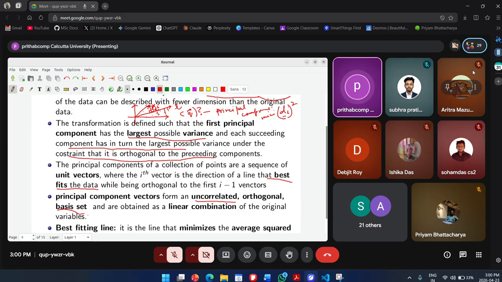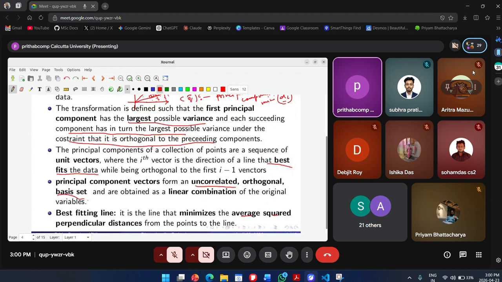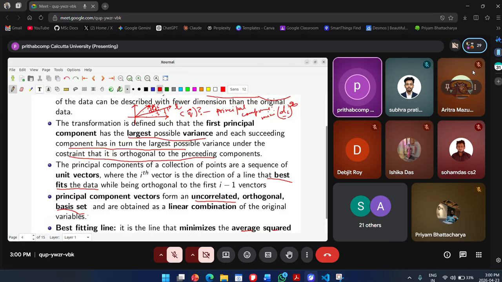So this absolute term is not differentiable. It's not a continuous function. So that's why we do a squaring of it. So that's why we have this average squared, and we'll be doing an average, the sum of all of them divided by the number of points. Okay, so that is the best fitting line. So the question is how to find out such a kind of line.